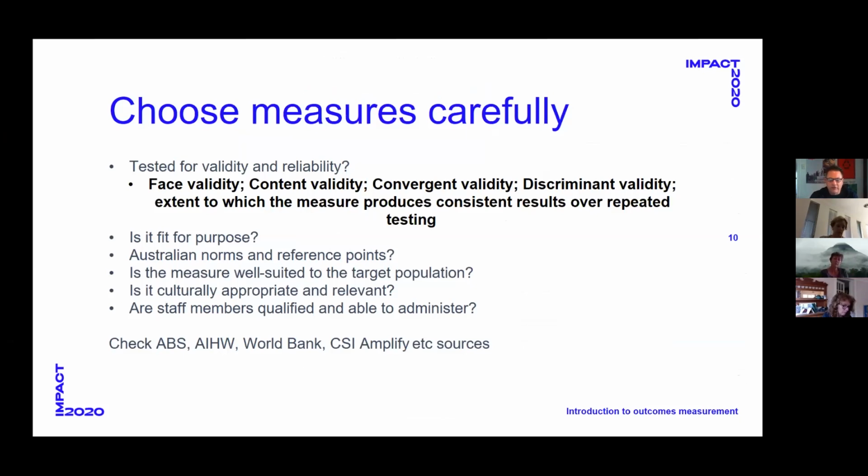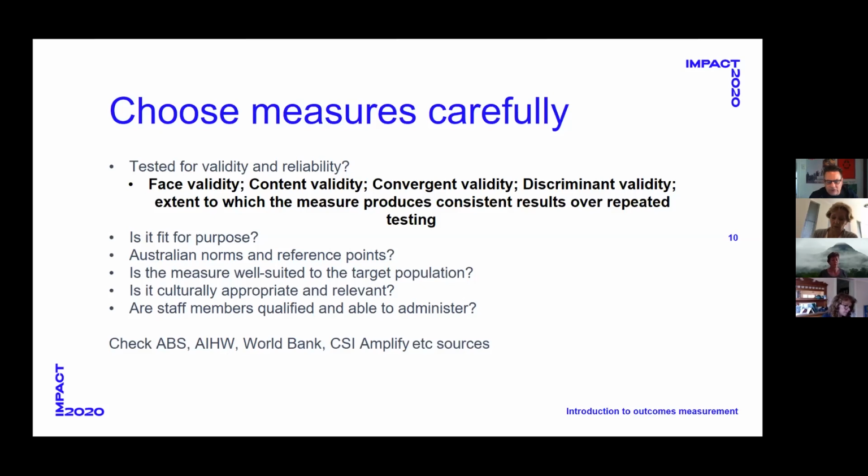First of all, validity and reliability. Do the data items arise from, say, instruments or questions which on the face of it are meaningful, cover the content that you wanted to cover, correlate well with related kinds of measures, don't correlate well with things that it shouldn't be correlating with, and that you see some reliability in terms of getting consistent results over repeated testing. We should also be looking at Australian norms and reference points, but being well suited to the target population.